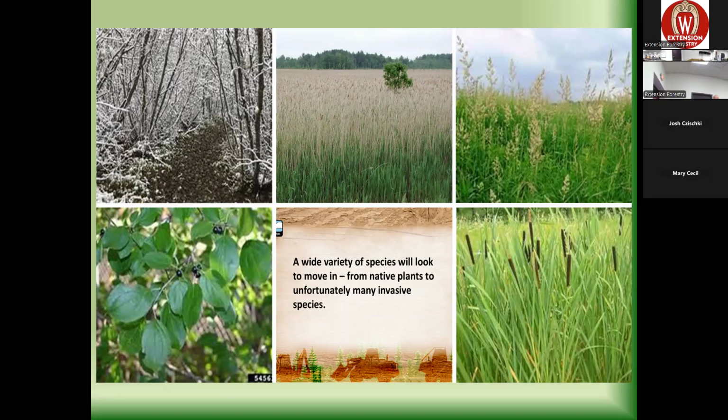Will we get trees back? Maybe, depending on what kind of seed source you had, if you have red maple and yellow birch or something around there to help revegetate it. But again, we've seen this play out in southern Wisconsin in areas, and it's not a good ending most of the time.